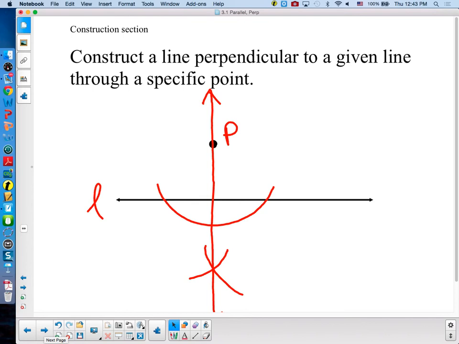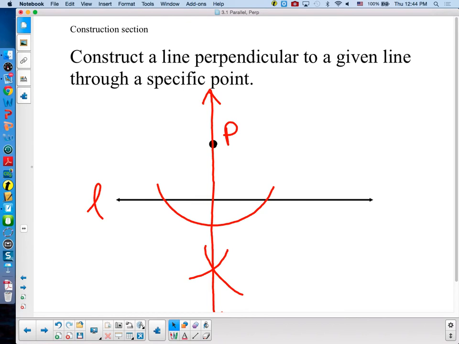All right, ready to construct? Okay, the first step is put the point of the compass on P. Open your compass wide enough so that you can draw an arc that crosses your line twice. How big did you get on your picture? Now you will use those two intersection points to make an X. So you're going to use where it crossed here and where it crossed here.